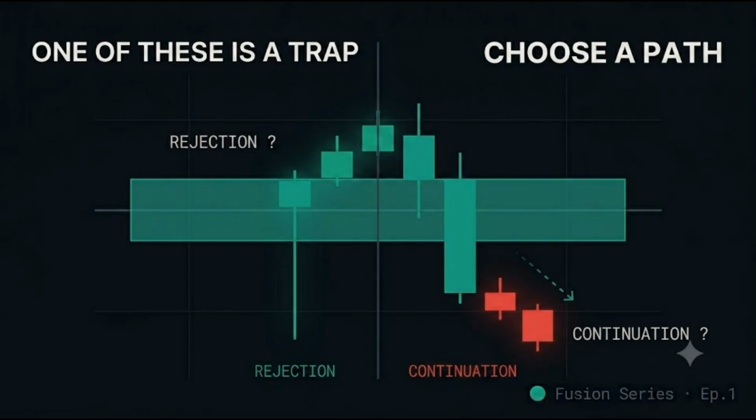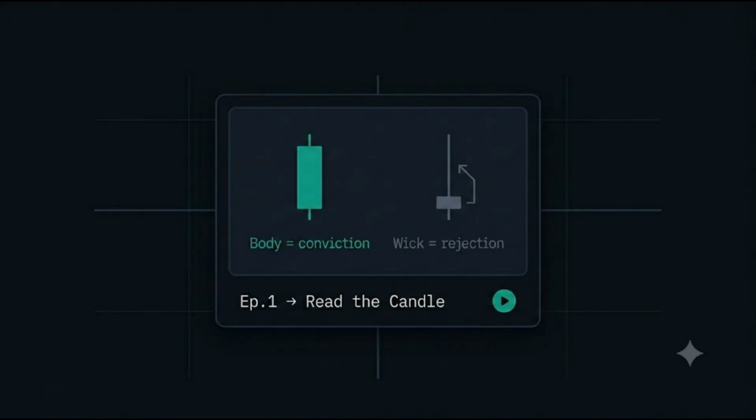In this video, we're going to learn exactly how to tell which one you're looking at. Body equals conviction. Wick equals rejection. A candle that's mostly wick at a zone is telling you price tried to go one way and got pushed back. Keep that in mind, because now we're applying it to three specific places: order blocks, fair value gaps, and breaker blocks.